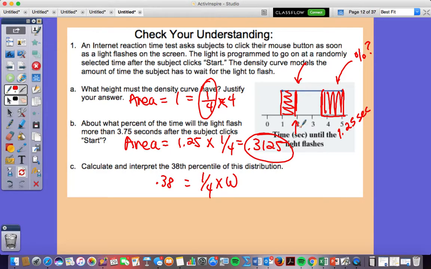We're trying to find what that value is. Well, how do I do that? I've got to figure out what that width is. So we're going to put W in for that section. So 1/4 times my width would equal 0.38, which is my 38th percentile. So then I multiply by 4 on both sides. 4 times 0.38 would produce the number of seconds. Make sense? And after that, I've got to add 1 because it started at 1. It doesn't start at 0. So once you do that, just make sure you add 1 to get to where you need to go. Okay? Does that make sense?